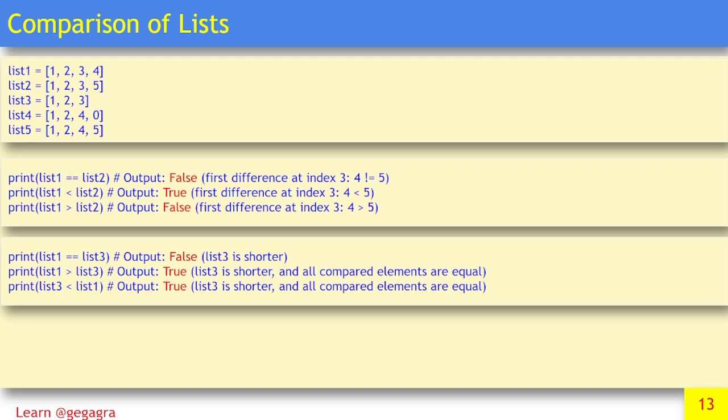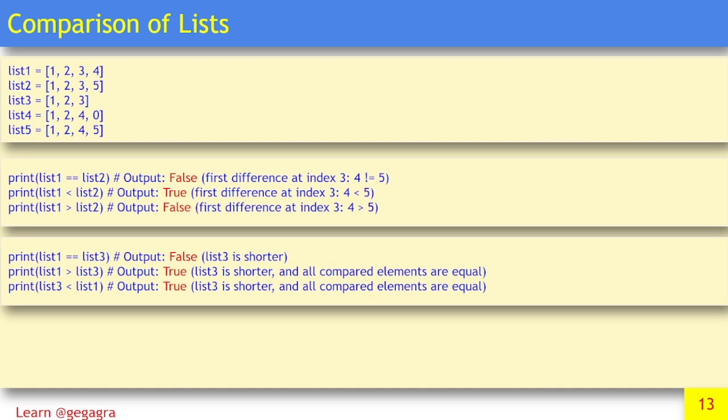List 1 is greater than list 3. Is it? Yes, it is. Why? Because it has 4 elements and the first 3 elements are equal, and list 1 has more elements while list 3 is shorter, and that is why it returns true. List 3 is shorter and all compared elements are equal.